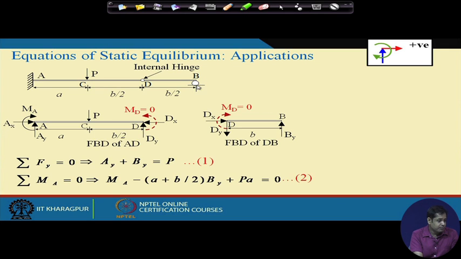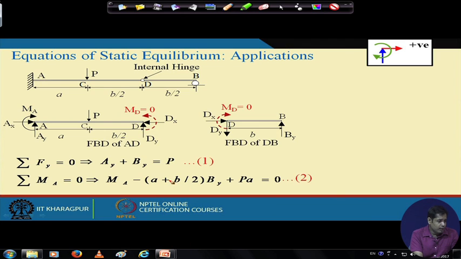Now you see what happens. We have seen in the previous example that these two equations cannot give sufficient information so that all these unknowns Ay, By and MA can be determined, right. This should be, instead of b by 2, it should be b here.